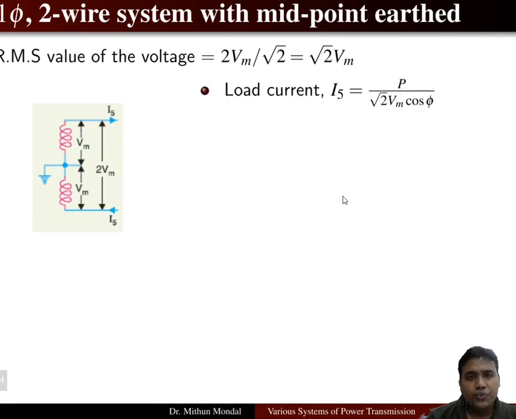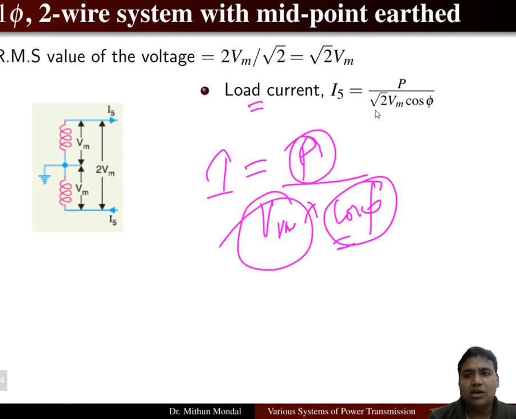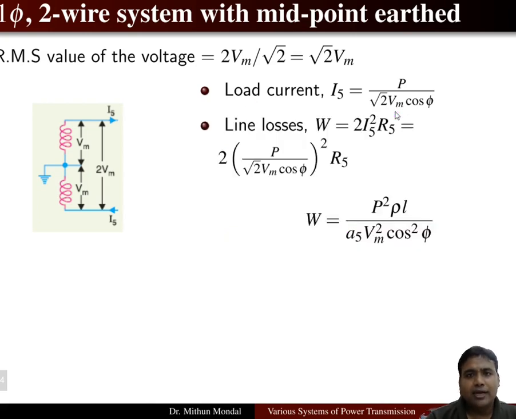As you know, the second thing that we will do is determine the load current. The current, as I said, will be determined with the power divided by V RMS into cos phi. The power factor of the load will remain the same, cos phi. Power remains the same, P. So this V RMS has changed now. It is root 2 Vm.